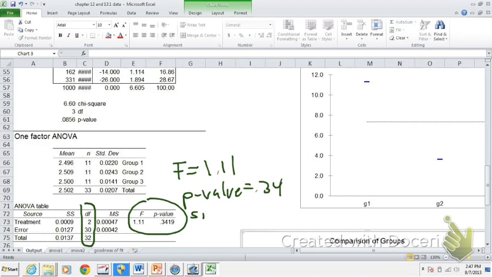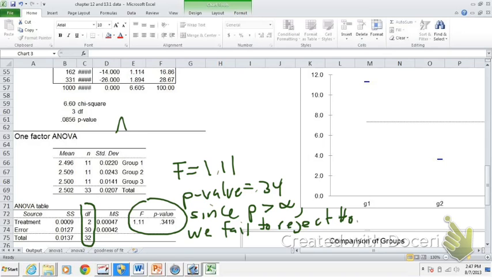and now you know the golden rule. Since p is greater than alpha, we fail to reject H0. Kind of means accept H0, but you're not really allowed to accept it for sheer truth. You can only say I don't have enough evidence to say otherwise. So there's not enough evidence.